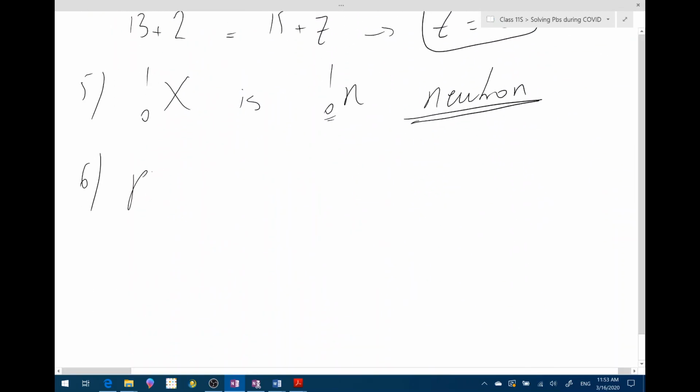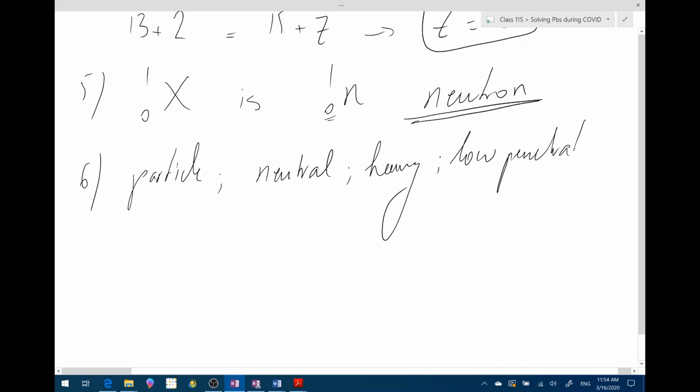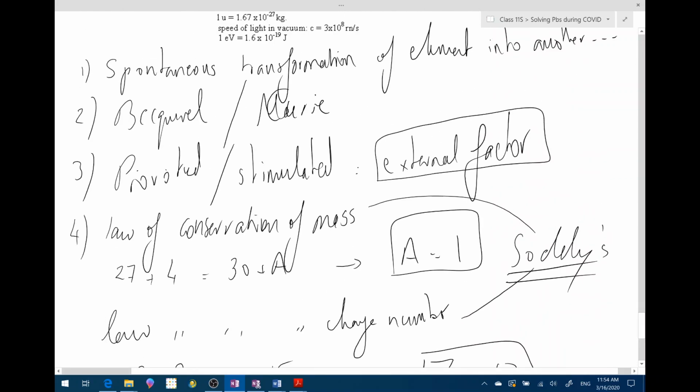The sixth, what is the nature and characteristics of this X? The nature, it's a particle by nature, and its charge is neutral, it's heavy, and it has a low penetrating power, and it has a speed of around 40,000 kilometers per second. It could be more, it could be less, but this is basically it.